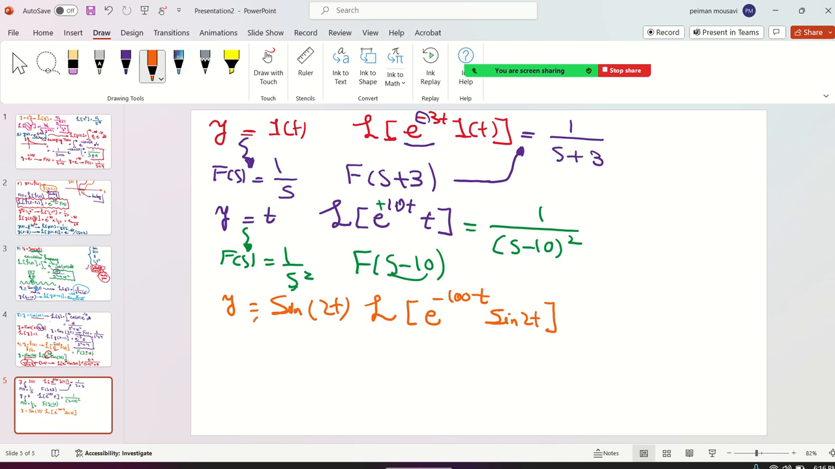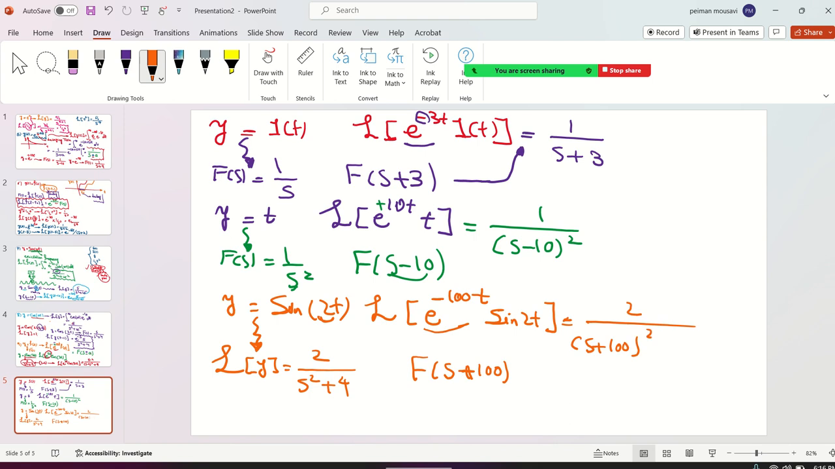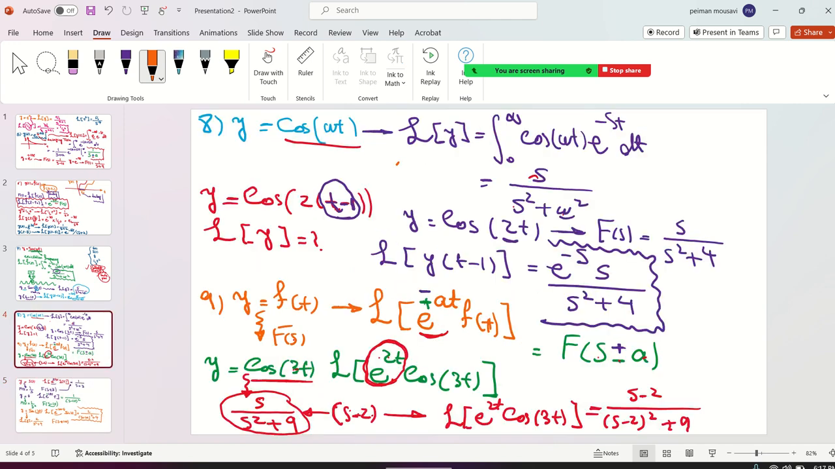Answer? We know from today that the Laplace of this is omega divided by s squared plus omega squared. Your omega is 2, and 2 squared is 4. So that means replace s with what? s plus 100, because this is minus, so it becomes positive. The answer is 2 divided by (s plus 100) squared plus 4. Simple like that. Clear, everybody? Can I go to the next?